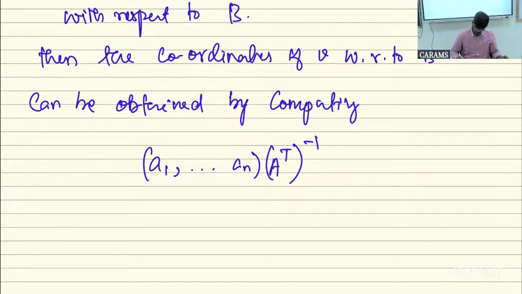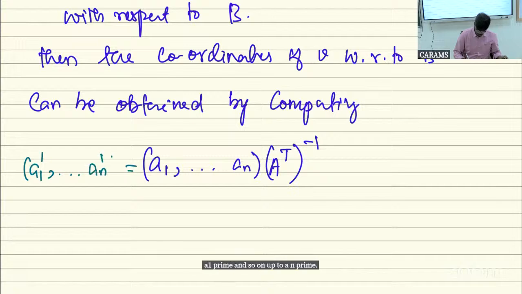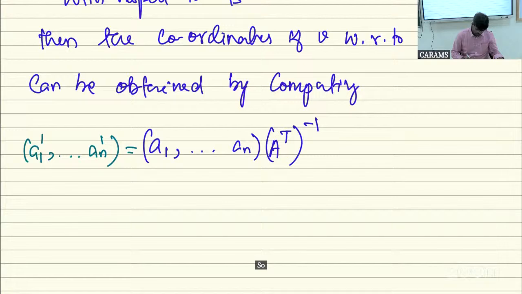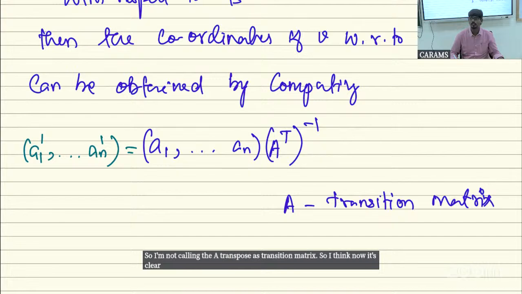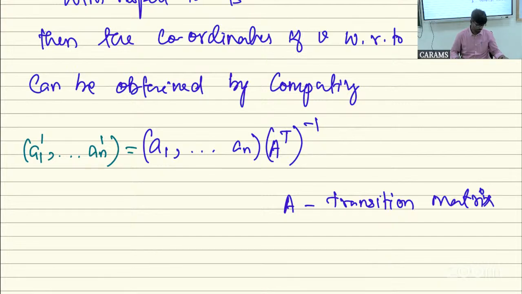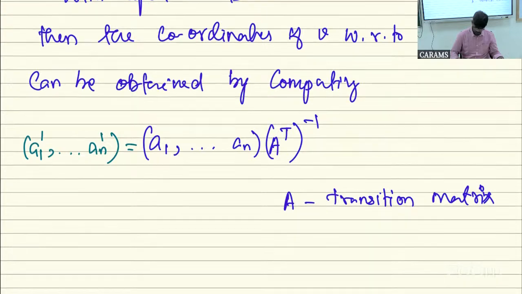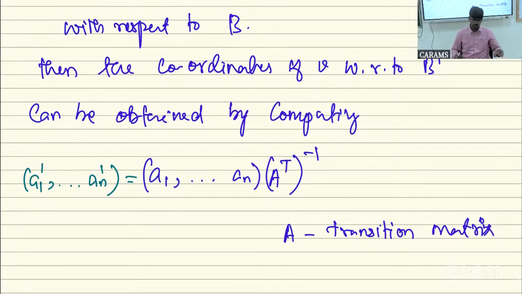Now probably I'll call this A1 prime and so on up to AN prime, meaning I'm generating a new vector using this. In this case, I will call this A the transition matrix. So I'm not calling the A transpose the transition matrix. So I think now it's clear. We'll do it in SageMath so that we'll get some idea.